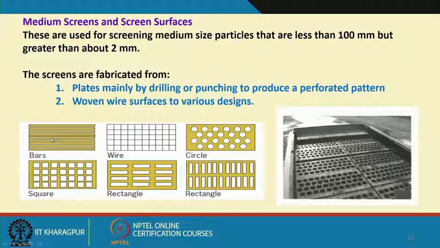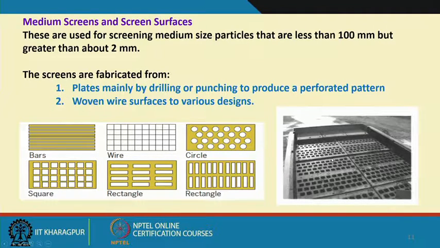Like that we can have bars, even for relatively coarser sizes. We can have wires woven like this, and we can have different shapes of aperture. Like this is a square aperture, you can have a rectangular aperture, and a rectangular aperture of different orientation. You can even have square apertures made by woven wire surfaces of various designs. You can also use some kind of bars for making the surfaces, but here you have control only on the width of the aperture, but not on the length of the apertures.